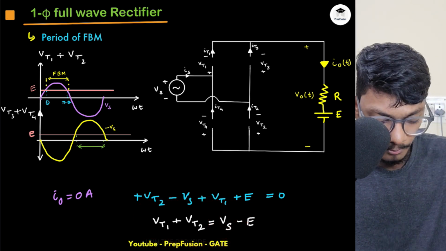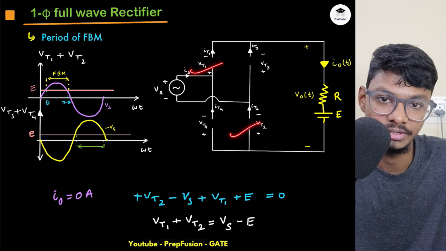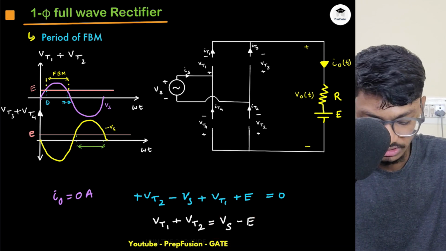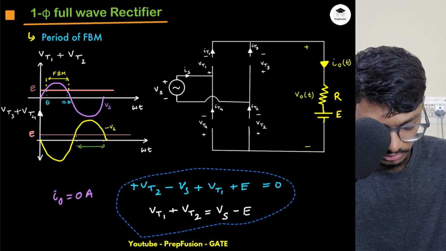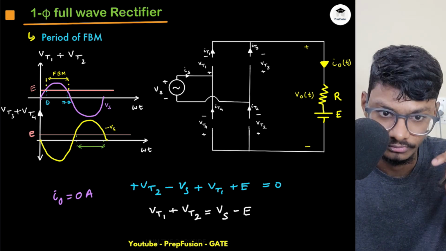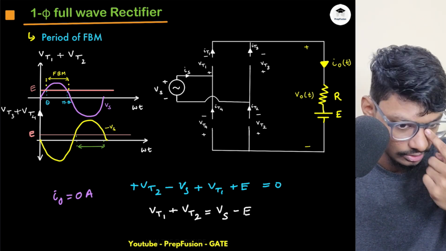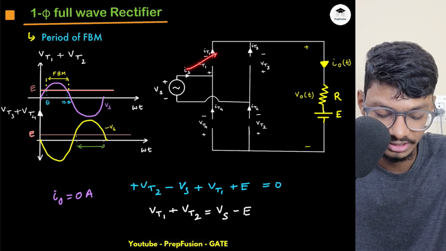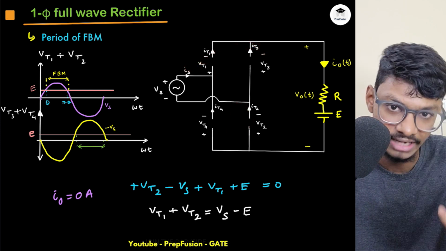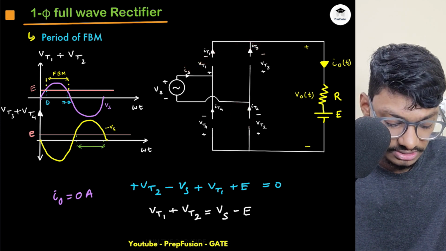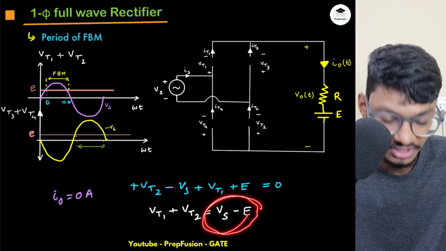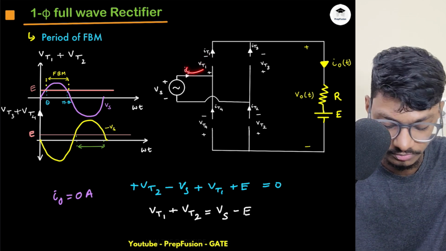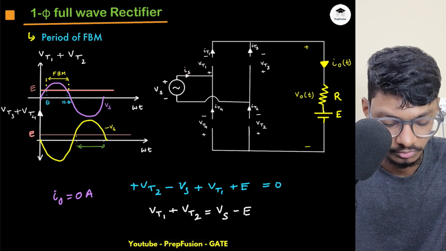So when will my T1 and T2 thyristors be in the forward blocking mode? When this is greater than 0. Because my VT1 and VT2 at max can be equal to 0. Or if they are practical, there will be some on voltage, and at max they can be that voltage. But as soon as this potential becomes positive, they come into the forward blocking mode. Sorry, there can be some positive voltage as well, because they will be in the forward blocking mode. I'm sorry for that.